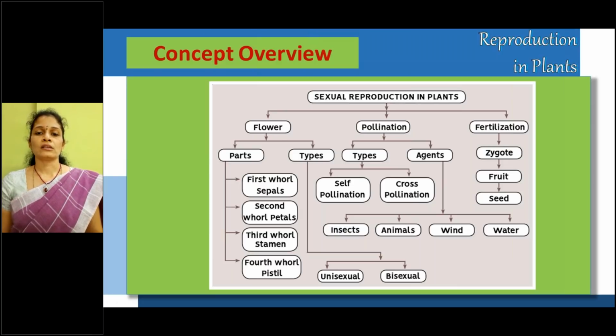Now let us see fertilization. We have studied about fertilization in today's session. What is fertilization? The fusion of male and female gametes is called fertilization. What happens after fertilization? Once fertilization is over, then zygote is formed. And once the zygote is formed, it turns slowly into fruit. And from the fruit, we get the seeds. This is about the sexual reproduction in plants.